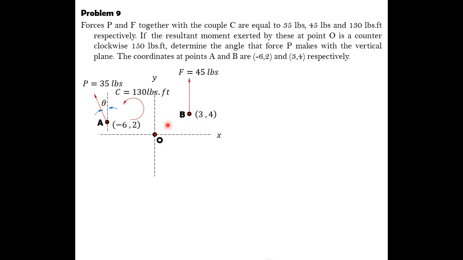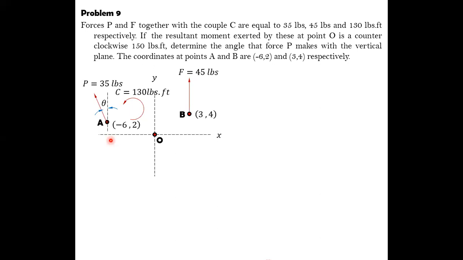Two points are given here, point A and point B. Three, if we consider the point of origin, which is point O. The good part about this problem is that the coordinates of point A and point B are given. So the first step that we need to do is to get the components of the inclined force P. So let's determine its x component.